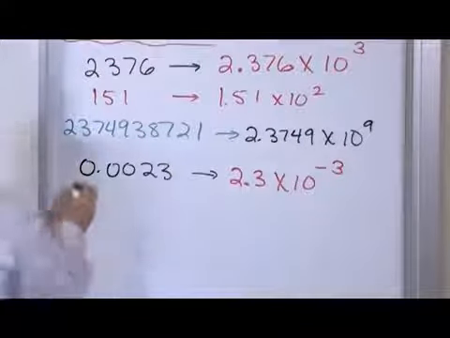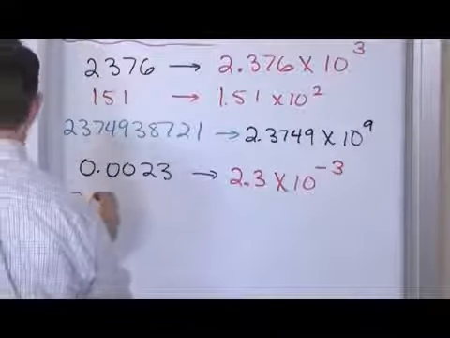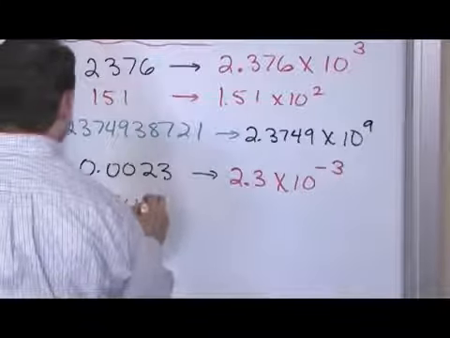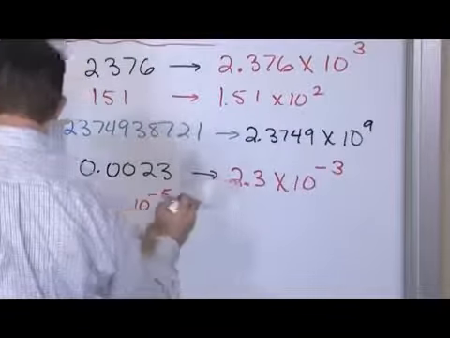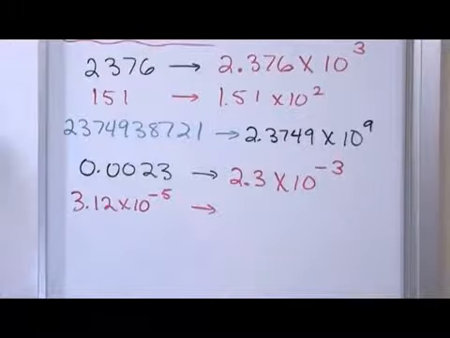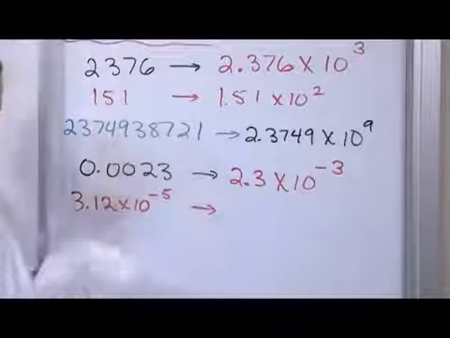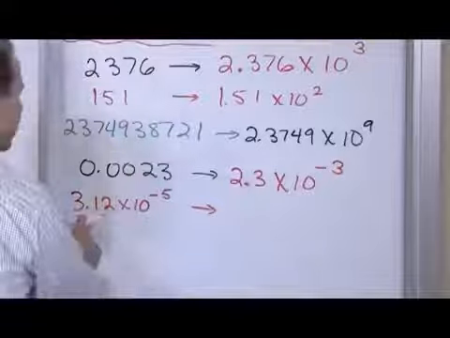What if we have 3.12 times 10 to the minus 5? How do we convert that back to a regular number? Well, we have a negative exponent here. So my advice to you is just to write down your numbers, 312.